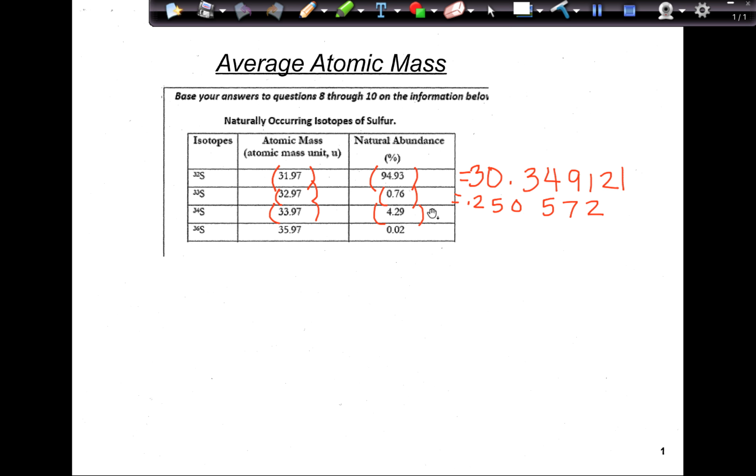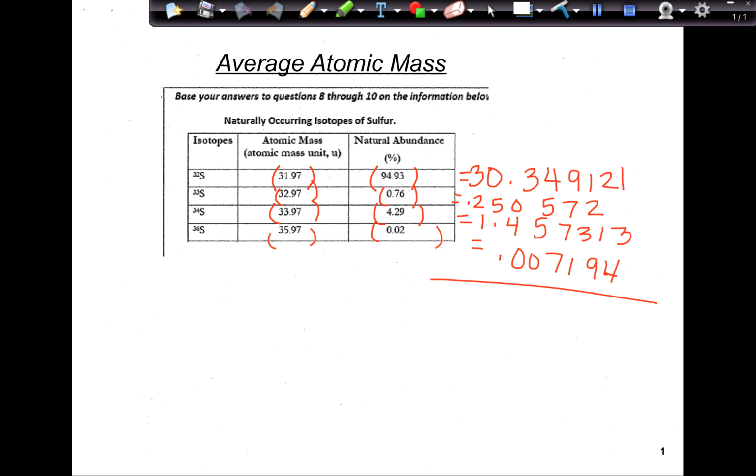33.97 times 4.29% is equal to 1.457313, and 35.97 times 0.02% is equal to 0.007194. If we want to get the average atomic mass, we are going to add all of these numbers together.